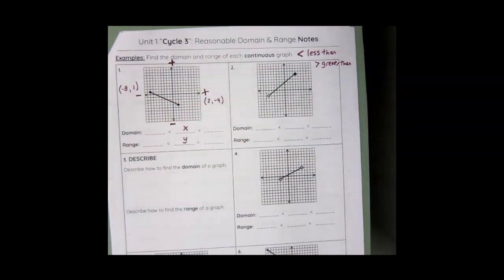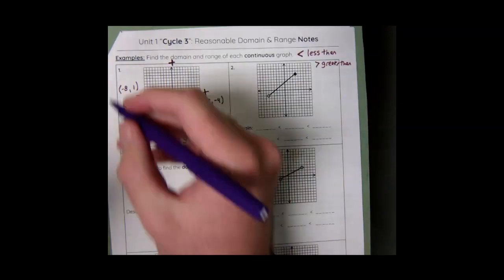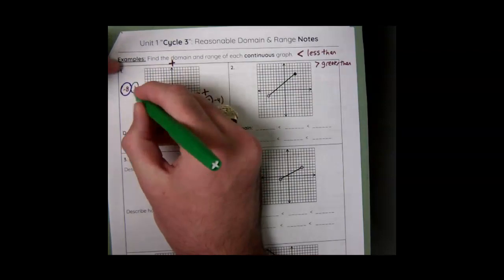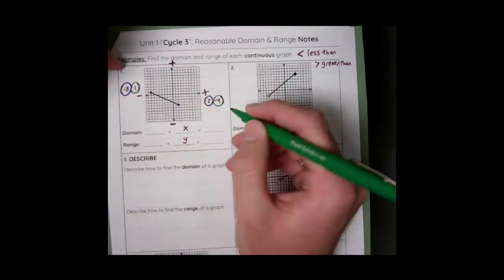So once I have my 2 points, I'm going to identify which are my x values and which are my y values in those points. So negative 8 is my x value, 2 is my x value, 1 is my other y value, and negative 4 is my other y value.